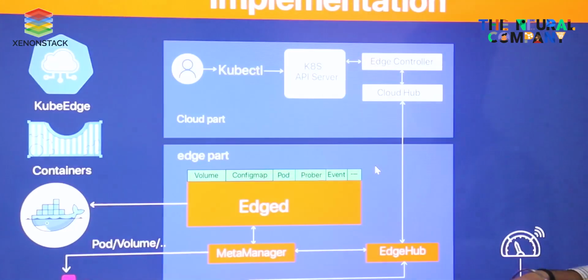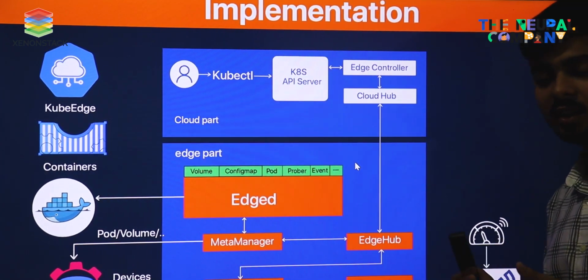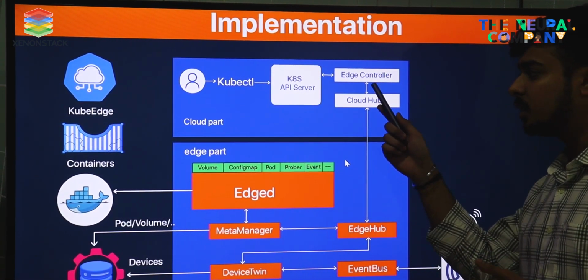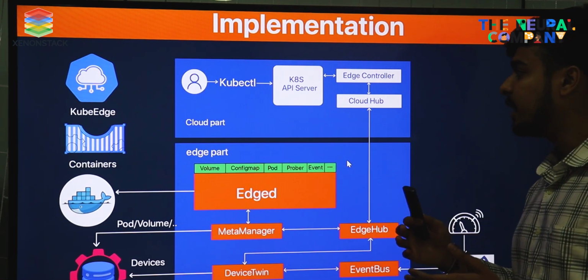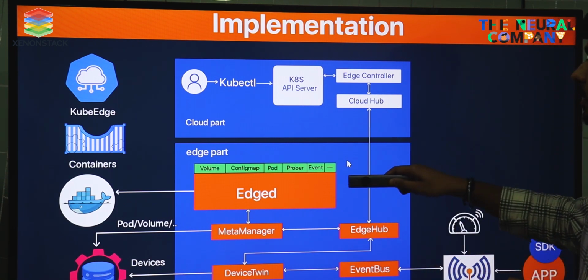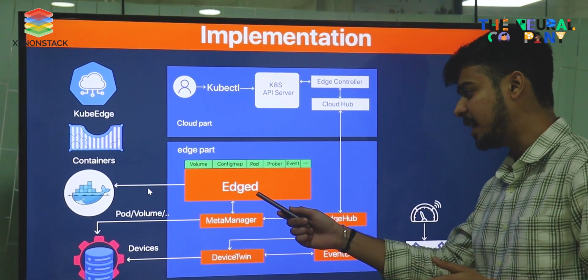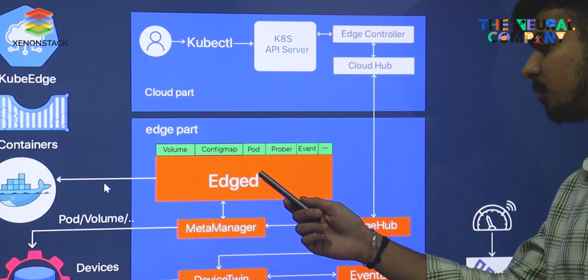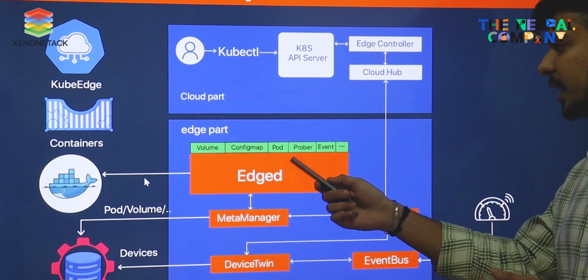We have a few components in our cloud part: the Kubernetes API server, the edge controller and the cloud hub. Basically, the edge controller records the metadata, all the manifests and all the records of pods and deployments in our cloud node. Cloud Hub is responsible for linking pods and deployments between the cloud node and the edge node. In our edge part, the edge node, we have the edge component, which is responsible for maintaining pods, probe events and configuring volumes. So it has the capability to maintain all the resources running on the edge node.